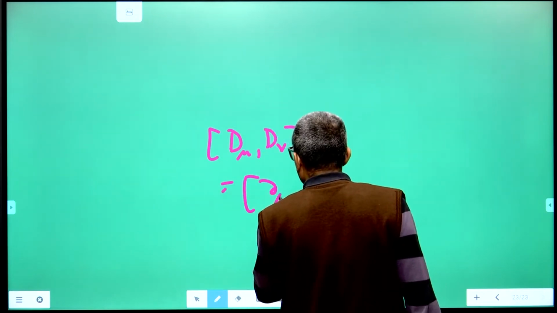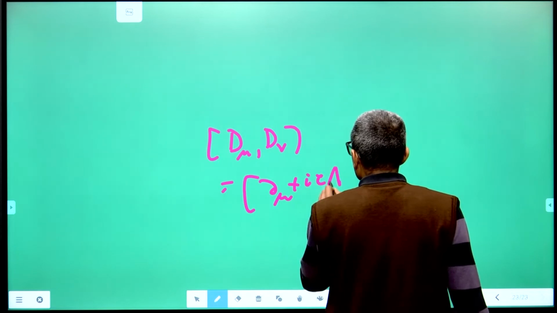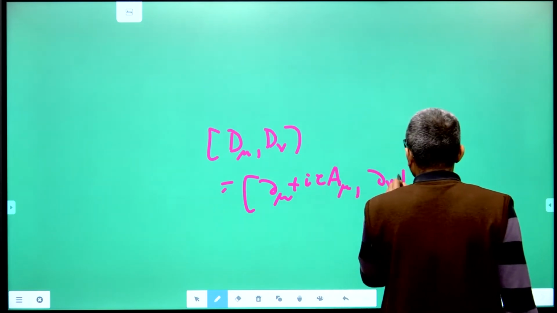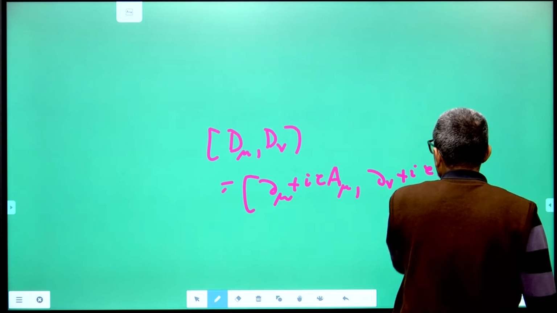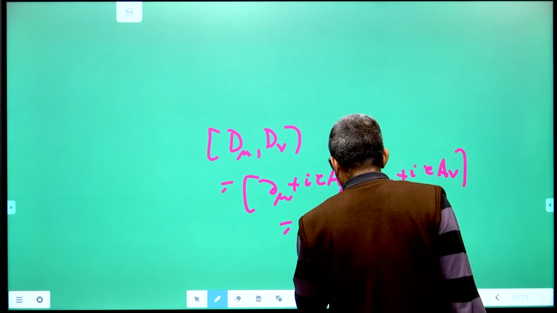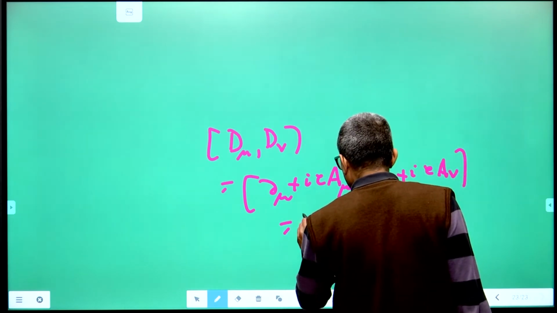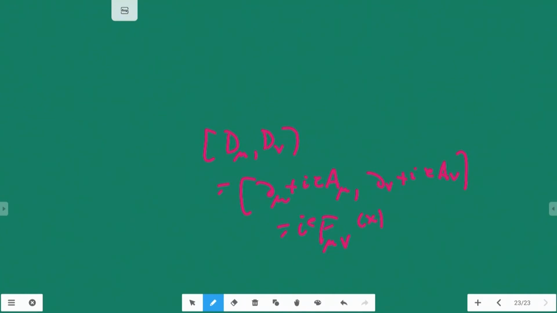this is nothing but the commutator of dou mu plus IE a mu and dou nu plus IE a nu, which is the Yang-Mills tensor, which is nothing but f mu nu into IE at x, where f mu nu is nothing but dou mu a nu minus dou nu a mu plus IE times the commutator of a mu and a nu. This is the Yang-Mills field tensor.